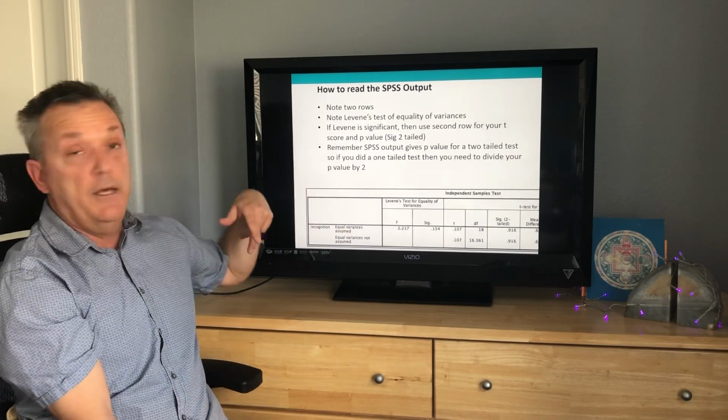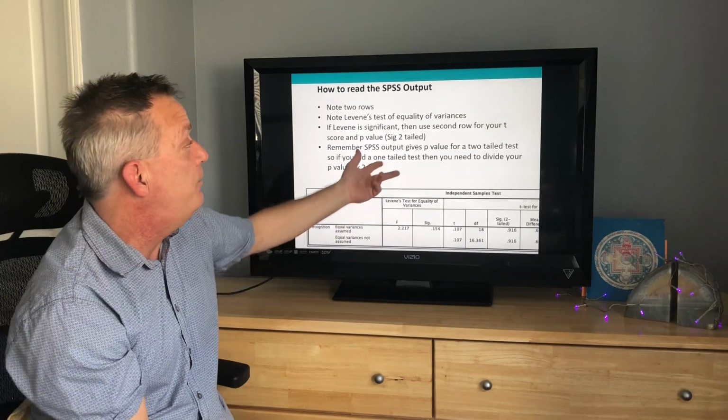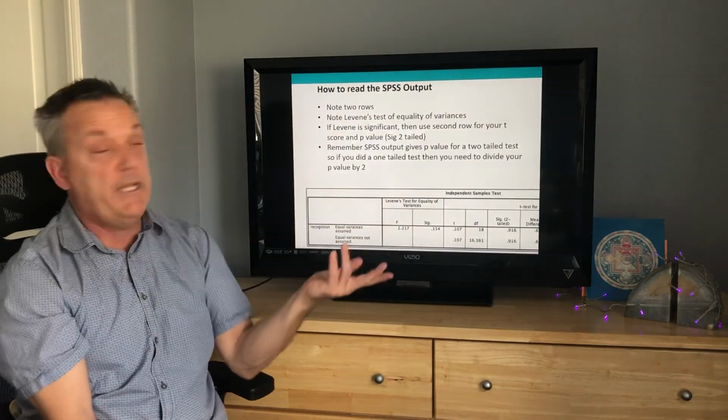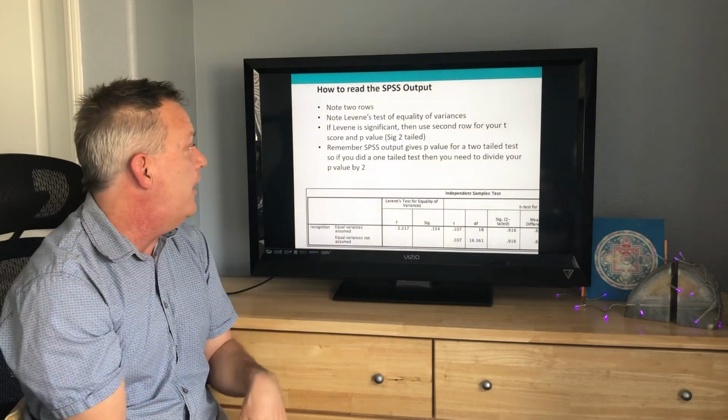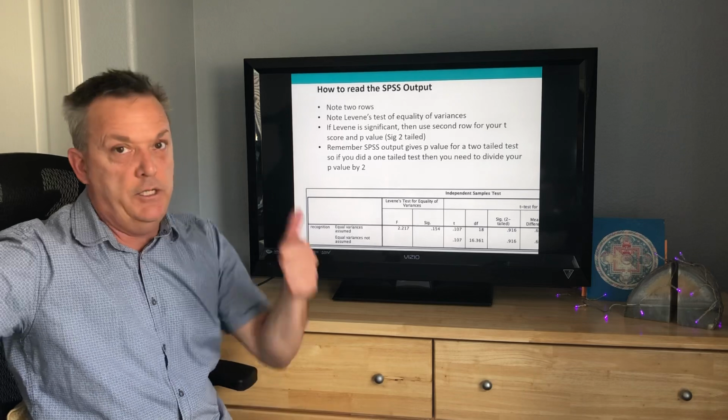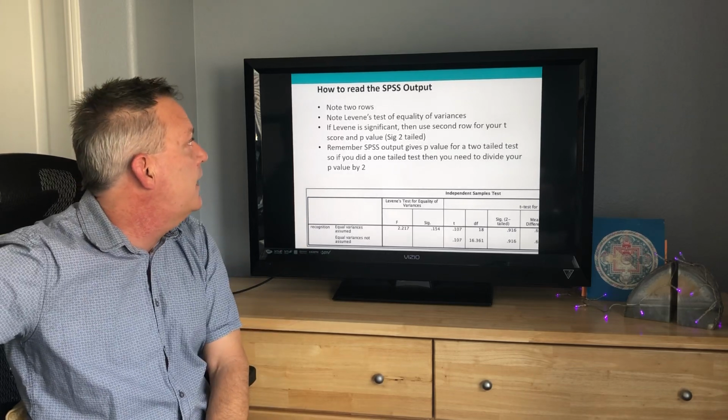And then remember, the SPSS output gives you the p-value for a 2-tailed test. And if you want the 1-tailed test, you're going to have to divide your p-value by 2. Just going to make it smaller, and smaller is better in this case.